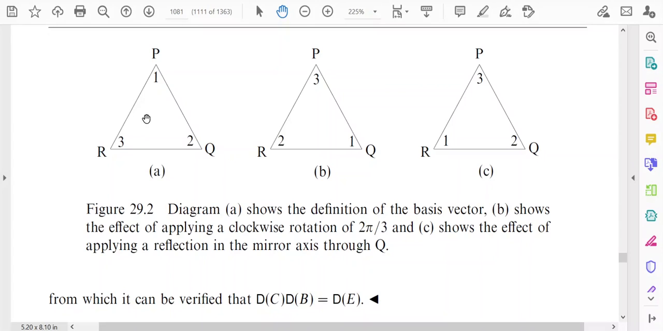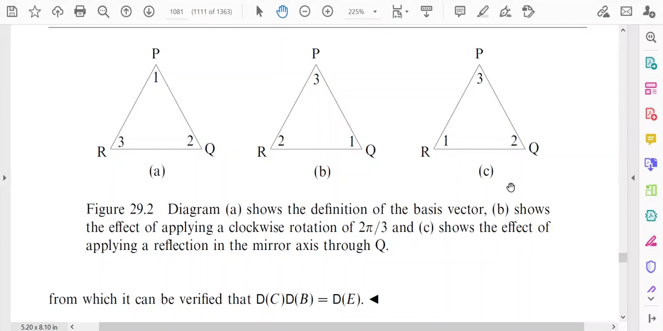So if you place a mirror, 1 and 3 will interchange their positions. Q will remain unchanged, but 1 and 3 will interchange their position. So 3 goes to here, that means 3 is here, and 1 comes to the position of R. So now 1 will correspond to R, 2 will correspond to Q, and 3 will correspond to P.